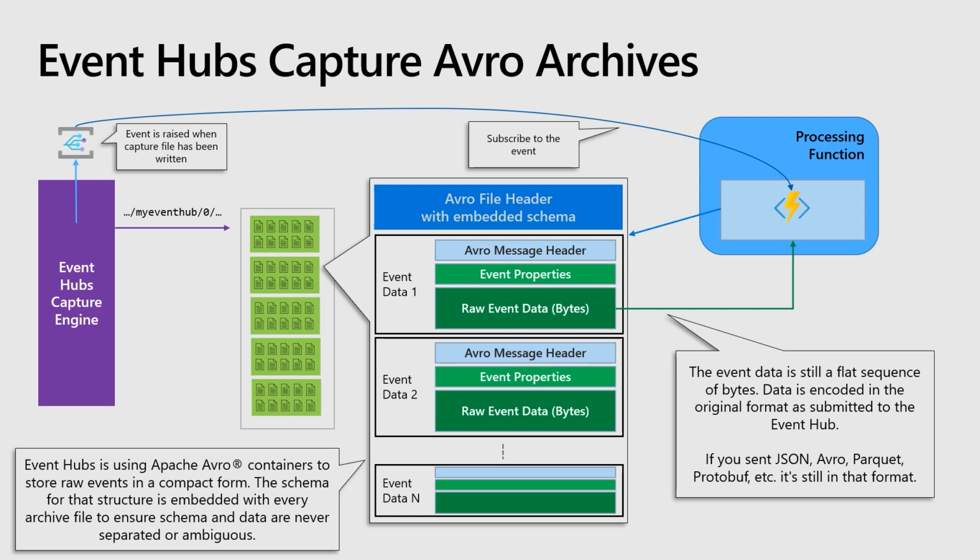Event Hubs with consumer groups and consumers is the stream-oriented model, and Capture is a batch-oriented model that's optimized for batch-oriented workloads.